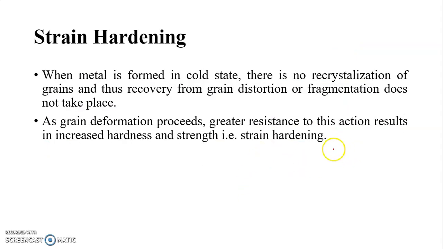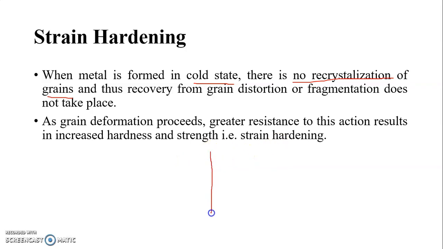Now the strain hardening. What is strain hardening? When the metal is formed in the cold state, there is no recrystallization of the grains. Thus, the recovery of the grain distortion or fragmentation does not take place. The strain hardening is done in the cold state. Therefore, we can say it is a cold working operation. Strain hardening is done for increasing the strength of the material.